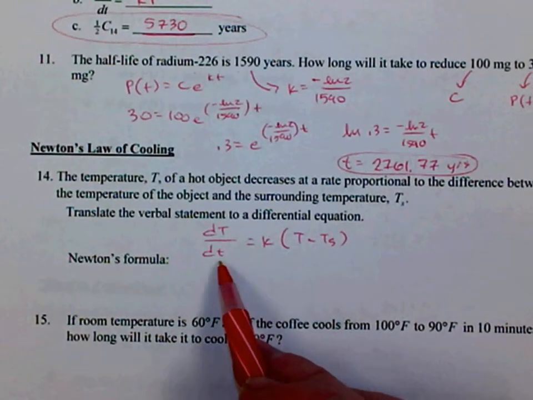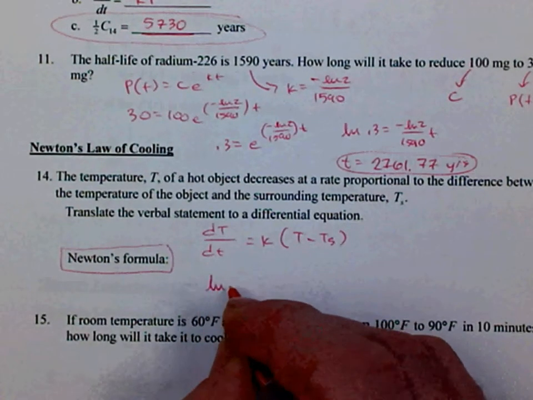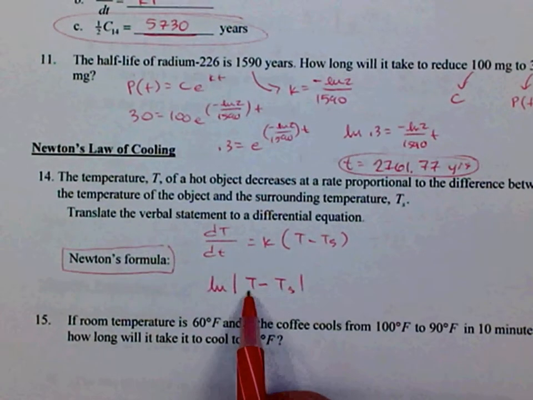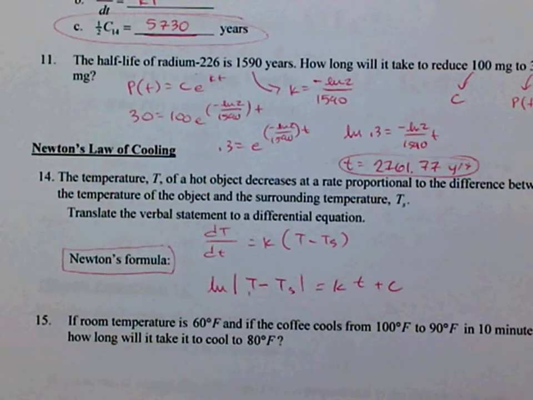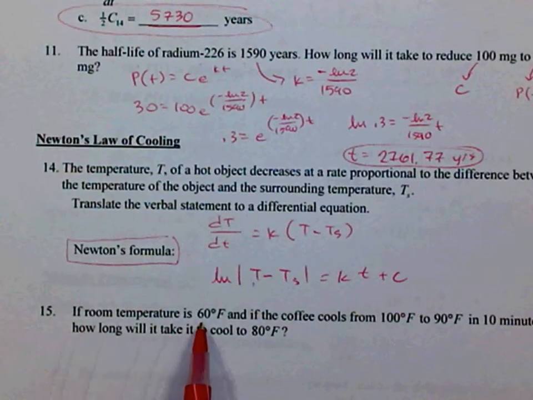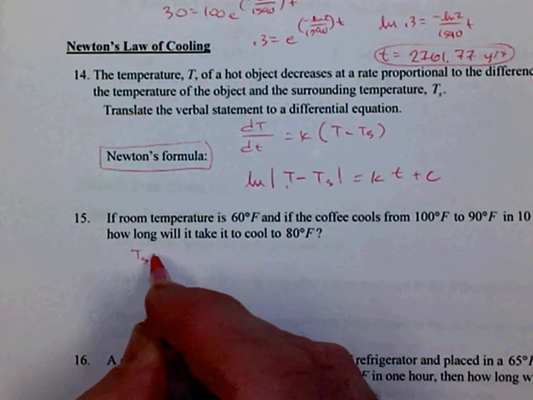This is actually used to come up with something called Newton's formula, which is the natural log of T minus T sub S, object's temperature minus surrounding temperature, is equal to K times t plus some constant C. So when we have something that is cooling or heating based upon the surrounding temperature, we can use either one of these equations to solve for whatever it's asking. In the first example, the room temperature is 60 degrees, so that's the surrounding temperature. So T sub S will equal 60 degrees.